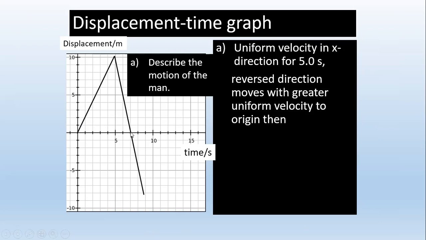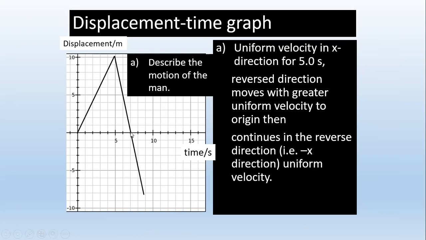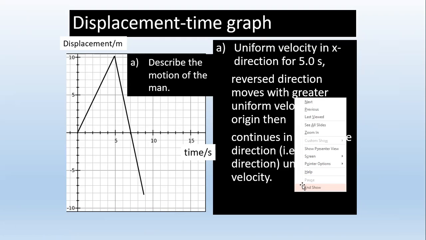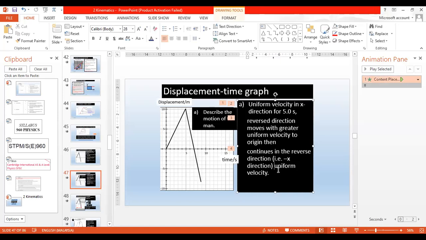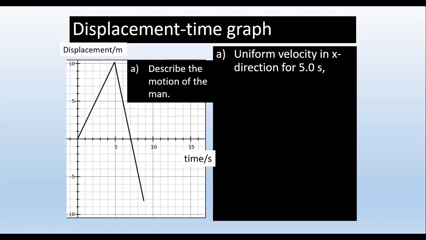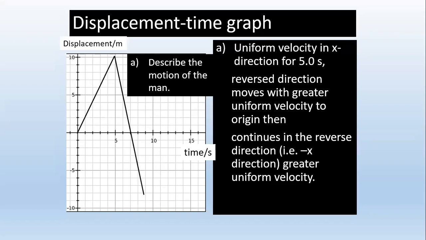That's the origin. Then continue in the reverse direction. That means negative x direction, uniform velocity. Right? And if you're asked to describe greater uniform velocity compared to the previous velocity, it is greater in magnitude. Right? Greater uniform velocity.